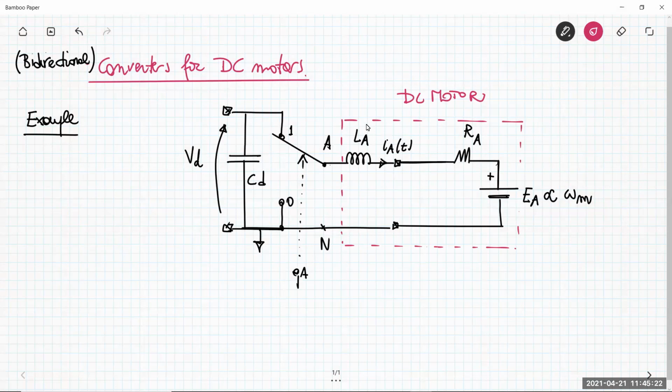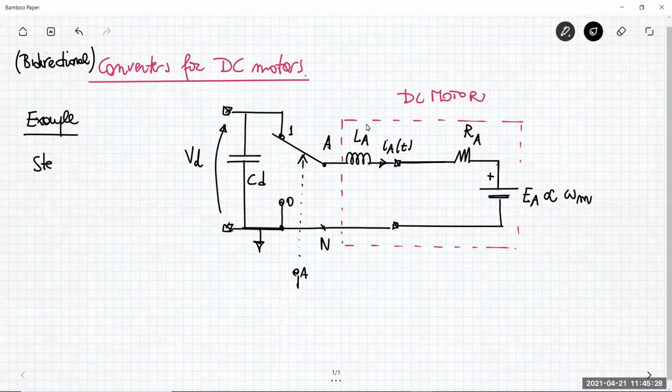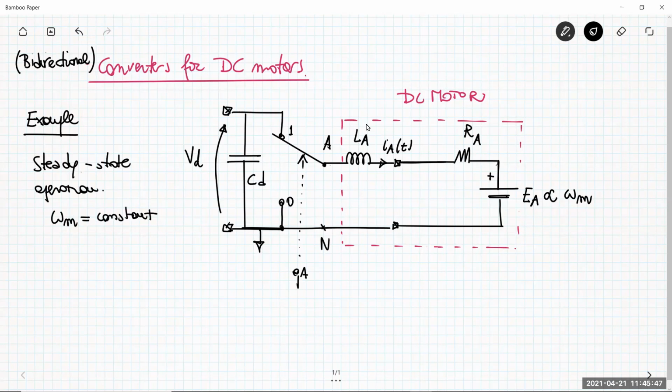Okay, so suppose that we are in steady state, so we can analyze this circuit for steady state operation. Steady state operation means that you have no transient, and that means, for example, that omega m, the rotational speed of the motor, is constant. And so if this is constant, the back EMF is also constant. Okay, so we have a battery that is not changing because omega m is constant.